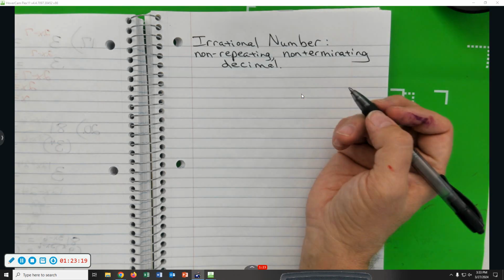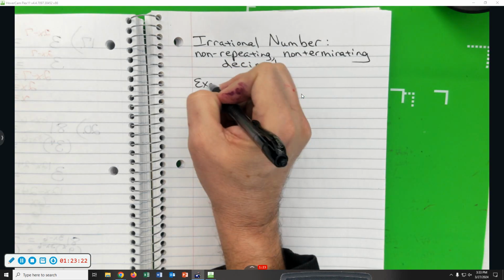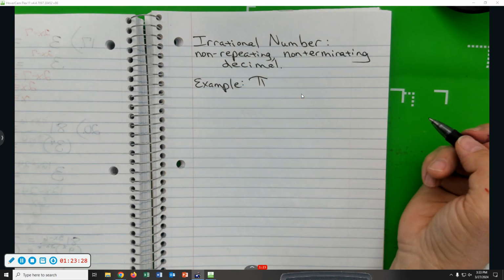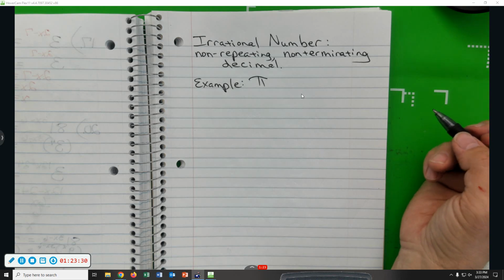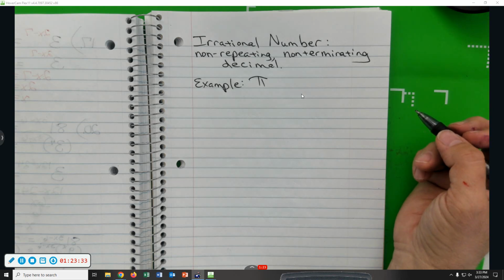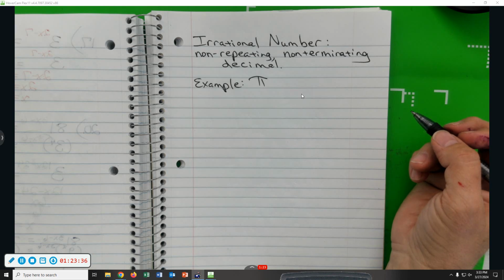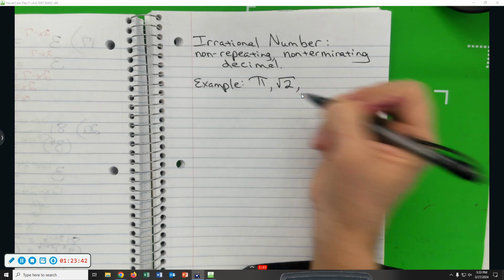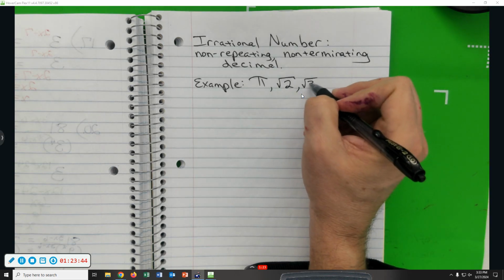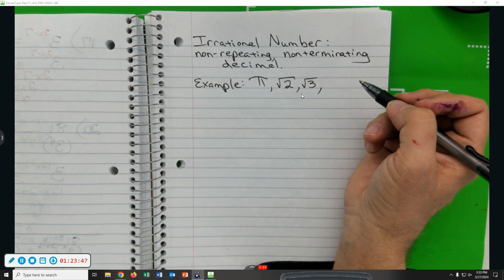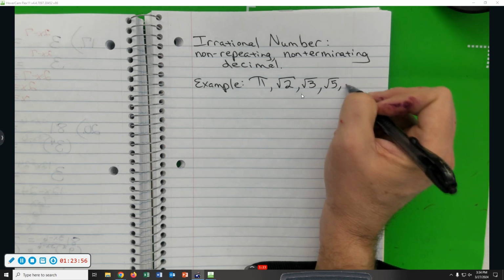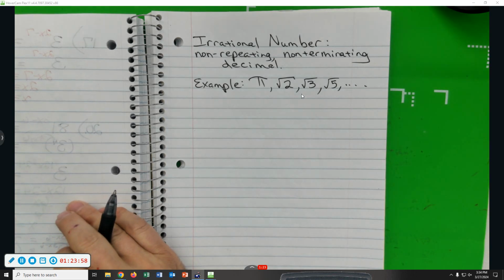What's the most famous irrational number? Pi. That's the ratio of the circumference of a circle to its diameter. It turns out we've been working with irrational numbers all semester long whenever we ran into a square root that's not a perfect square. Something like the square root of 2, that's irrational. Square root of 3, that's irrational. What about the square root of 4? Is that irrational? No, because it reduces to a 2. But the square root of 5, those are examples of irrational numbers.